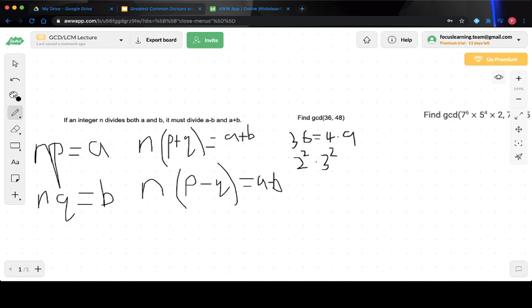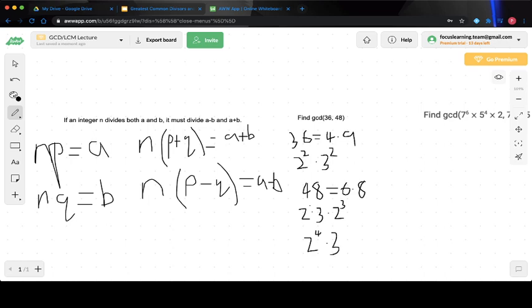Similarly, we can prime factorize 48. Notice that it is equal to 6 times 8. And 6 is equal to 2 times 3, and 8 is equal to 2 cubed. If you simplify this, it is equal to 2 to the 4th times 3.